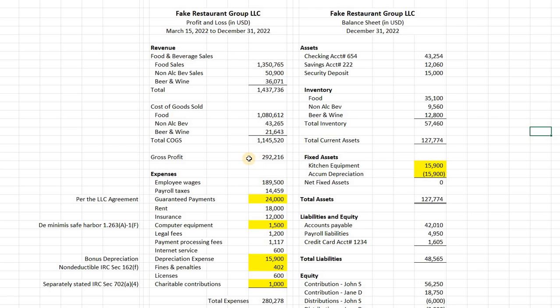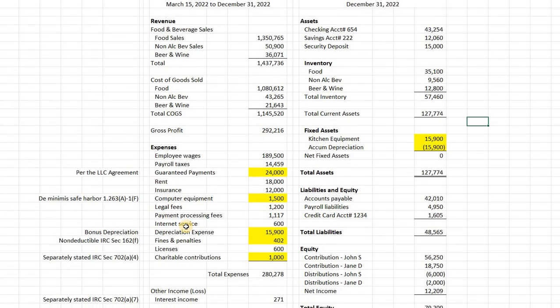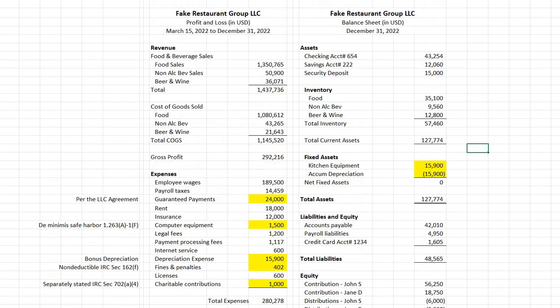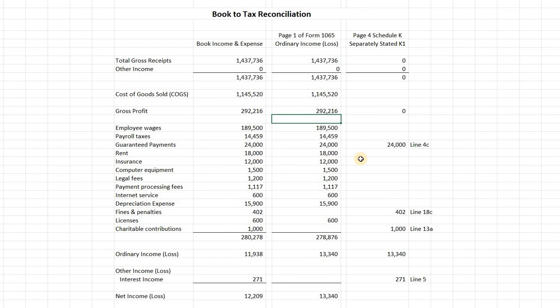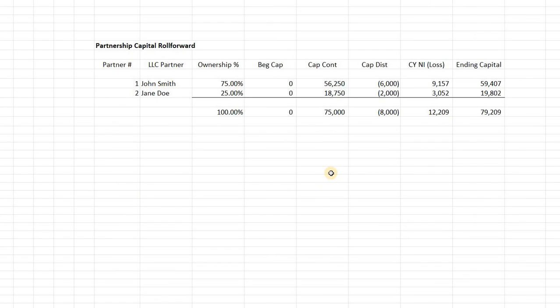And then we do have an Excel workbook here, which is going to have all the financial statements for the company. So I've got side by side here of the profit and loss and the balance sheet for the company. Obviously, I'll go into more details on some of these other items that are highlighted. We've got a cost of goods sold reconciliation for our company here. I've got a book to tax reconciliation, so we'll cover this as well. Right, most often is the case where you're making book to tax adjustments for your company to arrive at taxable income, and then a partnership capital roll forward.